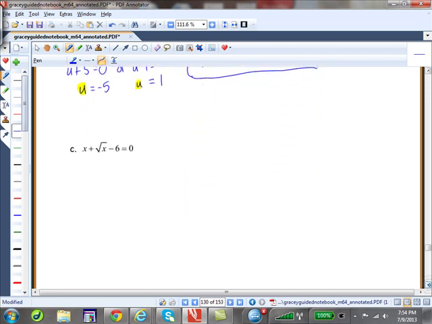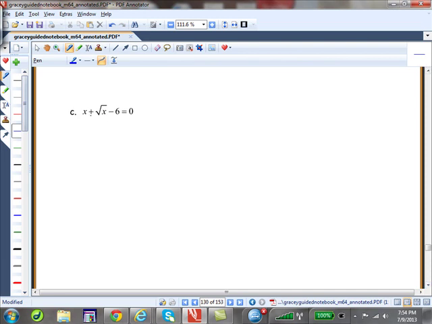All right, so part C, let's see what we've got going on. Again, let's look at that middle term and see if it works out. You've got to think to yourself, is root x squared equal to x? And yes, it is. So that's going to be your substitution. u is equal to root x. So that'll give us u squared plus u minus 6 is 0.